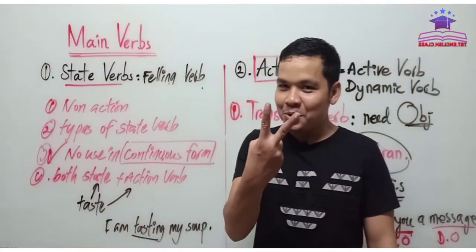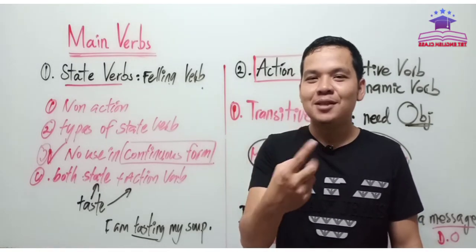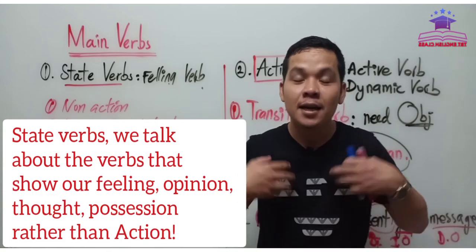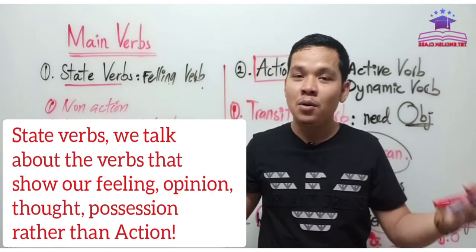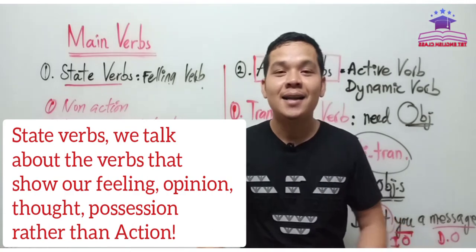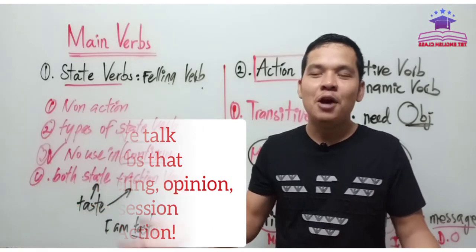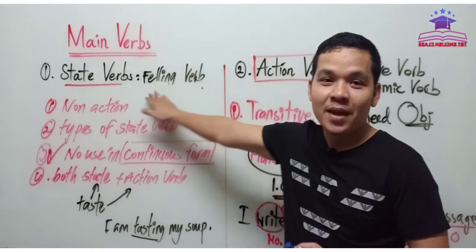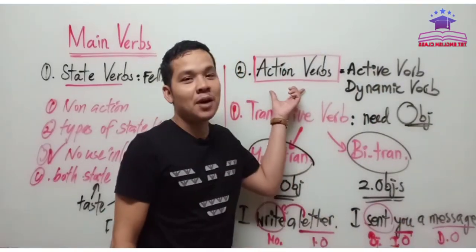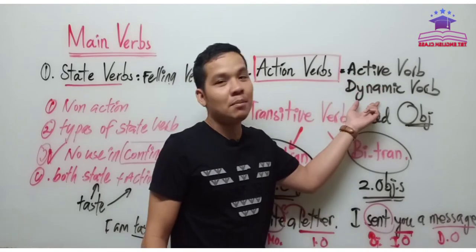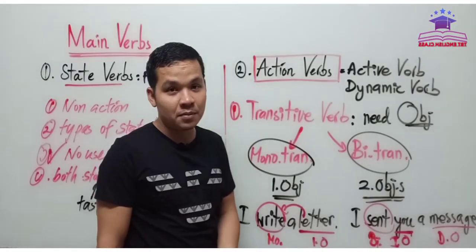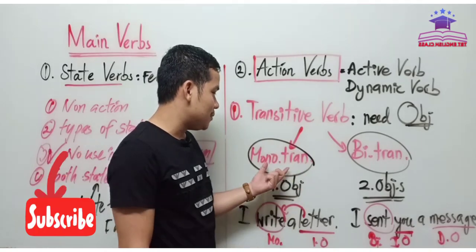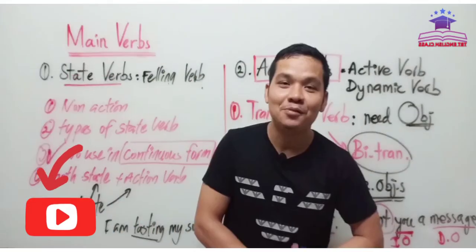Okay, so that is the lesson I wanted to let you know about main verbs. There are two: state verb and action verb. State verb, we talk about the verb that shows our feeling, opinion, idea, thought, possession, emotion rather than action. We call it state verb. We don't see the action of those verbs. And the verb that we talk about as action, we call action verb, or active verb, or dynamic verb. Transitive verb and intransitive verb. And for transitive verb, I showed you two types: monotransitive verb and bitransitive verb.